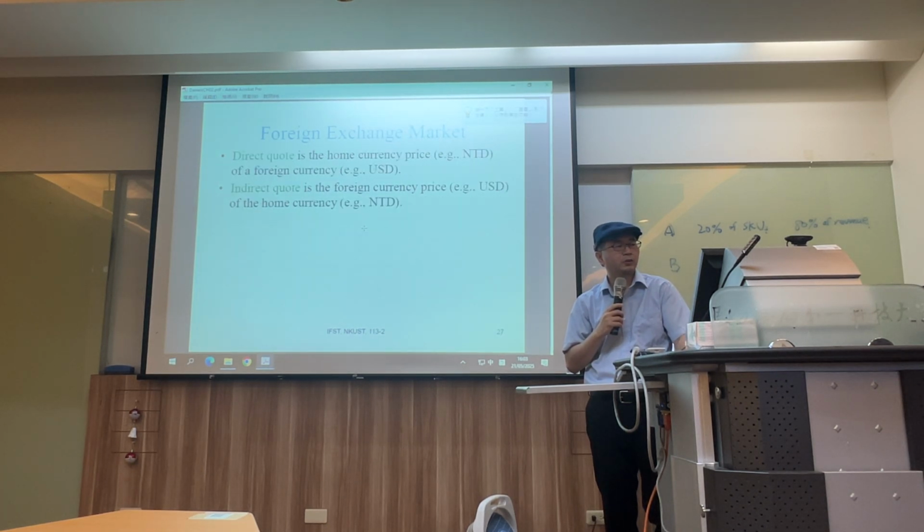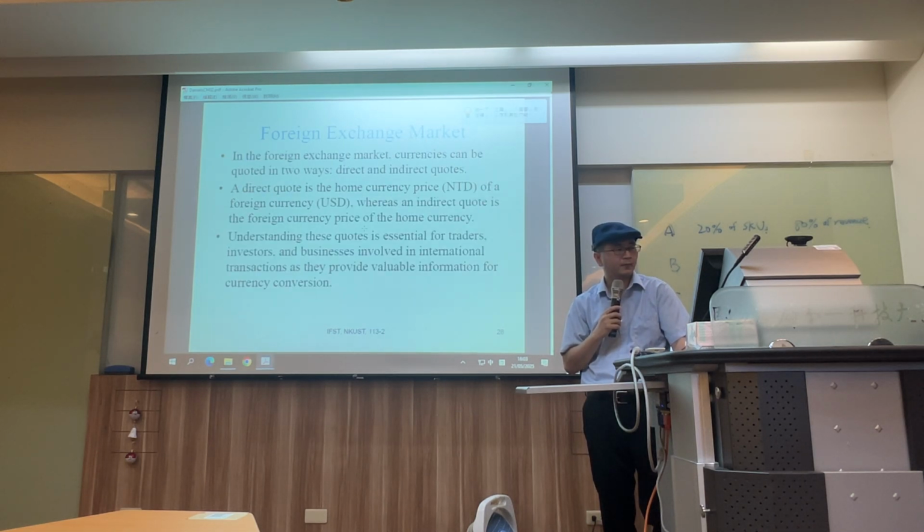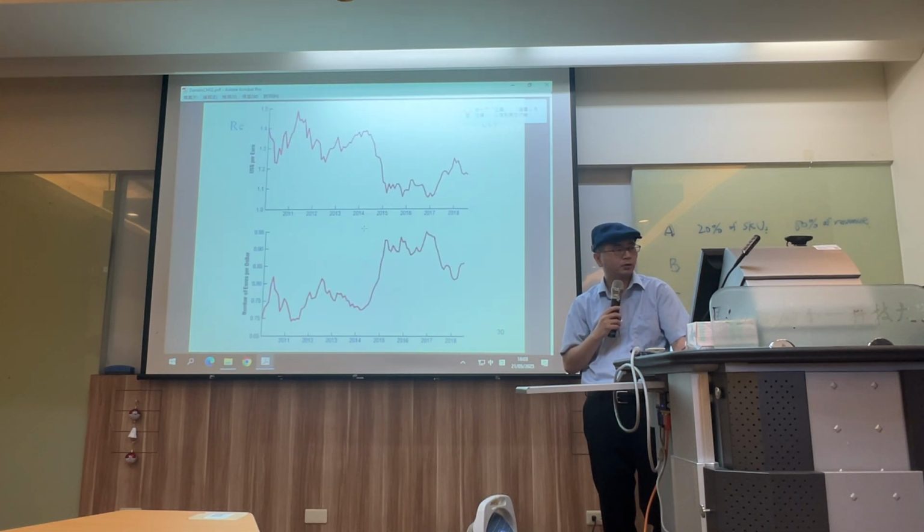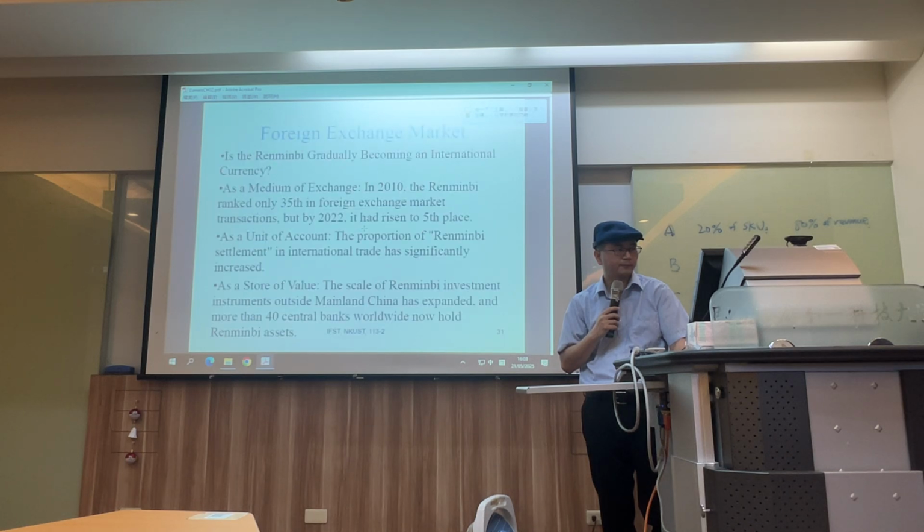And then we mentioned the direct quote is the home price, a home currency price, such as the New Taiwan dollar, of the foreign currency, such as the U.S. dollar. Right? So we talked about the definition of that, and then we also talked about the graph of drawing the direct quotes and the indirect quotes. So they are like mirror images, right? One is a reflection of the other.